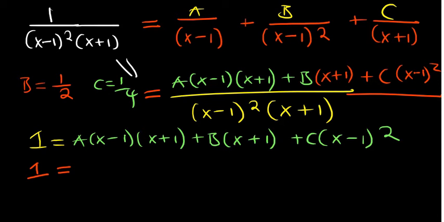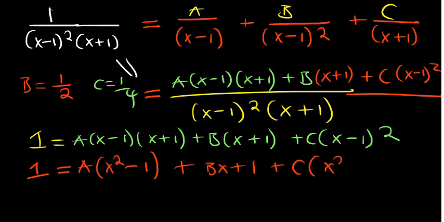this is going to be equal to, so x minus 1, x plus 1, that's actually a difference of 2 squares. I can just say that is just x squared minus 1. And then there we can distribute. We have bx plus 1. For that part, we have c. And then x times x is x squared minus 2x plus 1. You know how to expand that. So our goal here is to find the value of a.